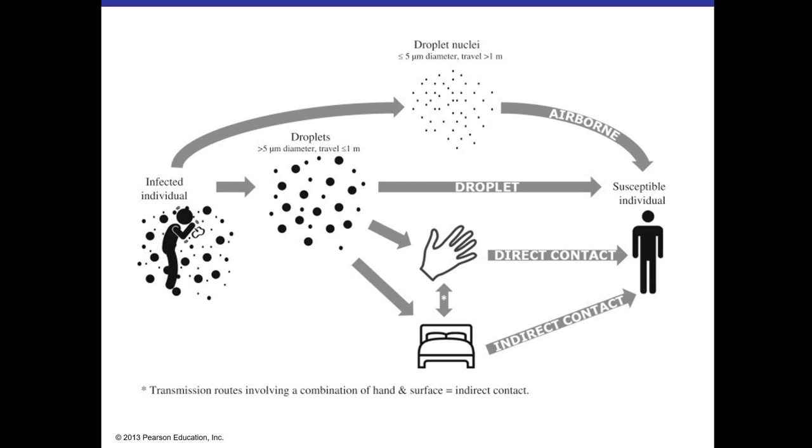Most of those are going to travel less than a meter, so you have to be very close, that direct hit, in order to get droplet transmission. However, we see there's also some airborne transmission that can be greater than 1 meter, and that's much smaller particles that can still carry infectious agents. With the droplets, they can also get on hands and objects, so we can also see direct contact and indirect contact contributing to disease in susceptible individuals.